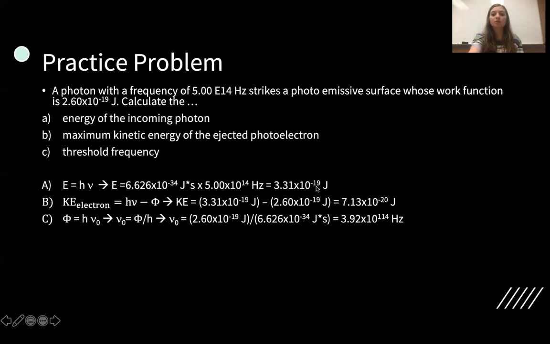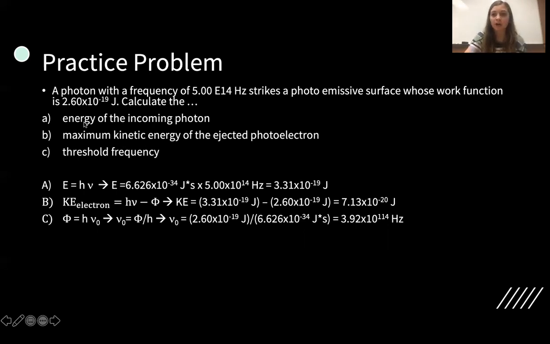Okay, so now we're going to do a practice problem with work function and energy. A photon with a frequency of 5.00 times 10 to the 14th hertz strikes a photoemissive surface whose work function is 2.60 times 10 to the negative 19th joules. We're going to calculate the energy of the incoming photon, the maximum kinetic energy of the ejected photoelectron, and the threshold frequency.